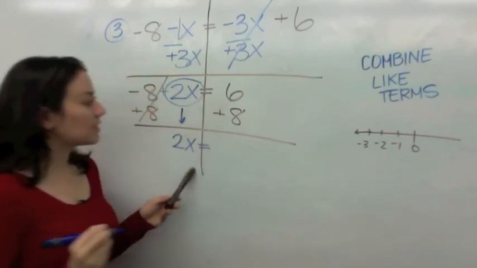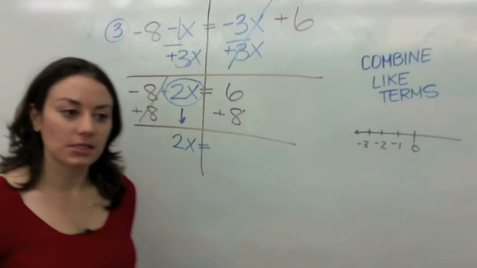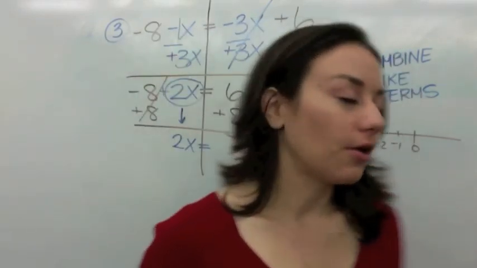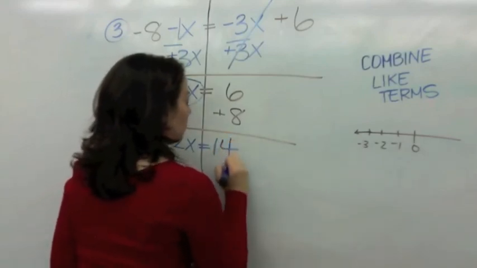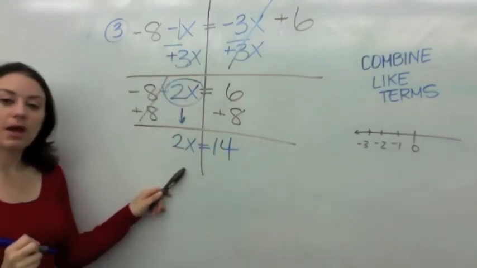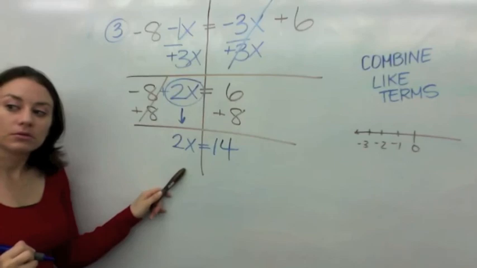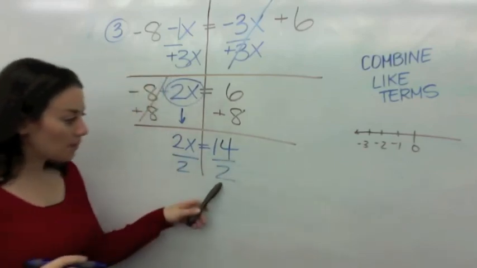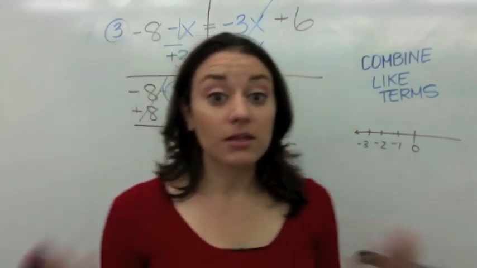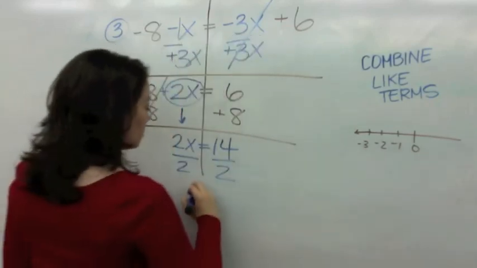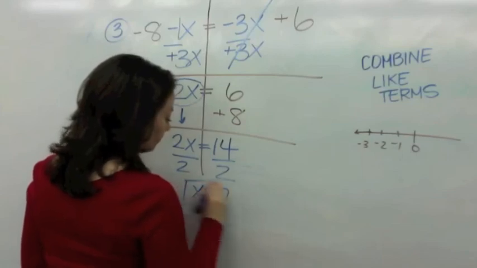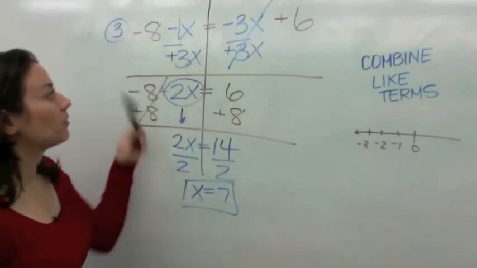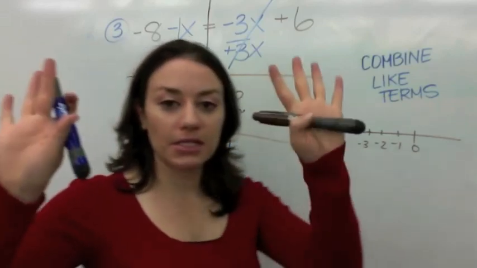And this time, 2x equals 8 plus 6. What is 8 plus 6? Okay, it's 14. What do you do now? What do you have to do? You divide by 2. That's right, divide by 2. So if you skip count by 2 to 14, you get 7. So x equals 7. Okay? So there's your introduction on how to solve equations with variables on both sides of the equal sign.